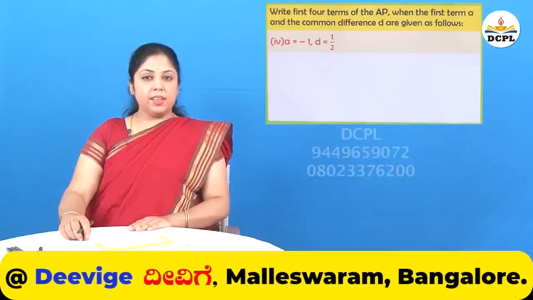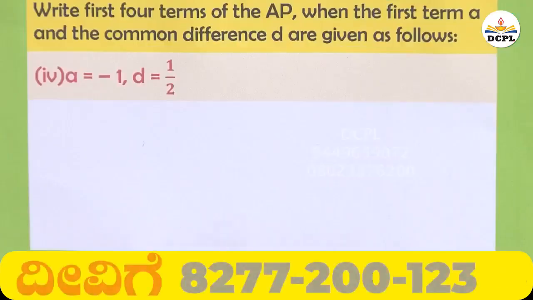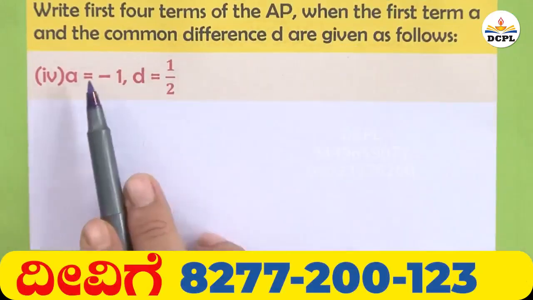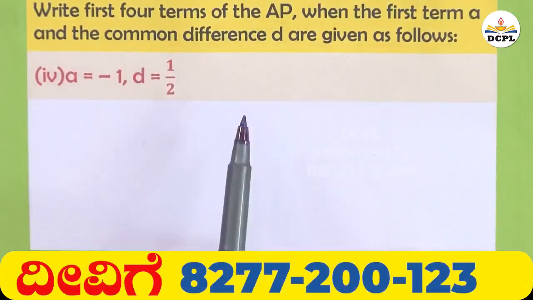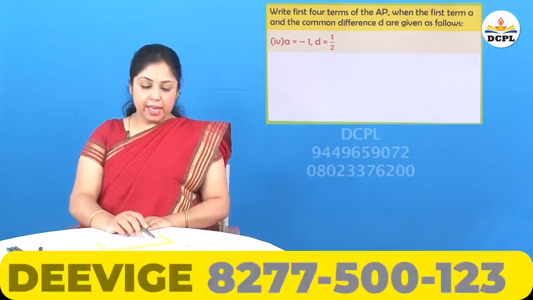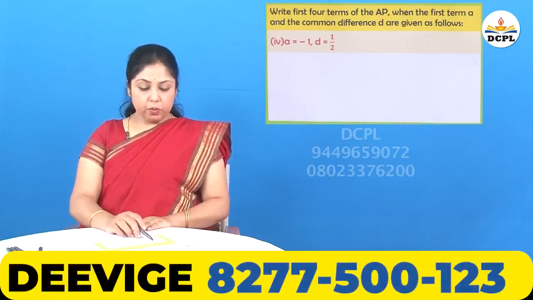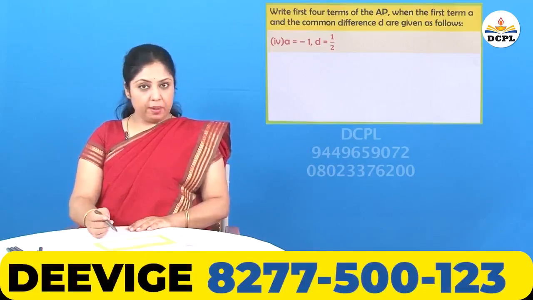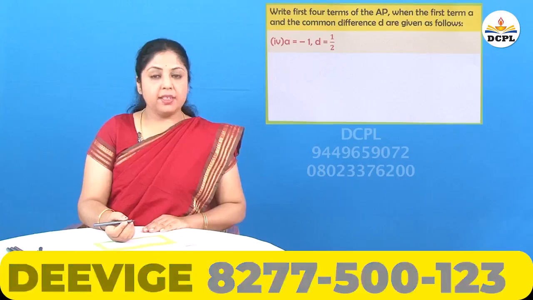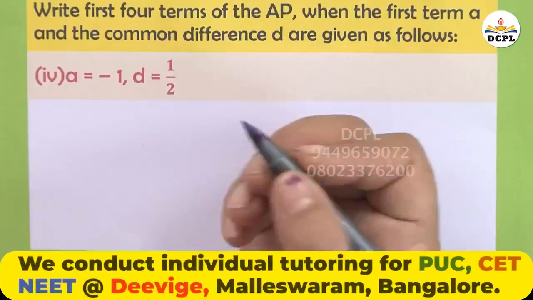Dear students, now let's proceed to the fourth part of this particular problem. They are still asking us to find the 4 terms of an AP when the first term and the common difference is given to us. Here, the first term is A, which is equal to minus 1, and D is equal to 1 by 2. So by now I think you are familiar with the general form of the arithmetic progression.